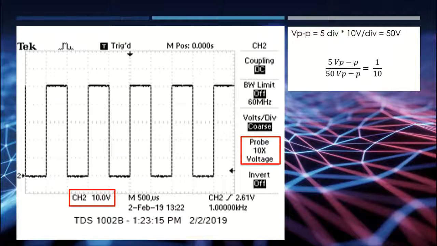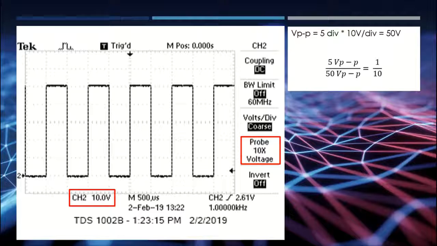Because this is the case, the signal that is shown on the screen was actually readjusted by the oscilloscope, assuming that the signal that was being measured was actually divided by 10. So what it did was try to correct that by multiplying the signal internally by 10 and showing it on the screen.